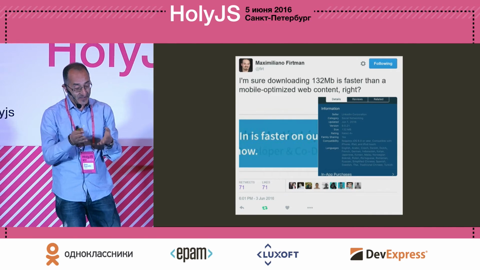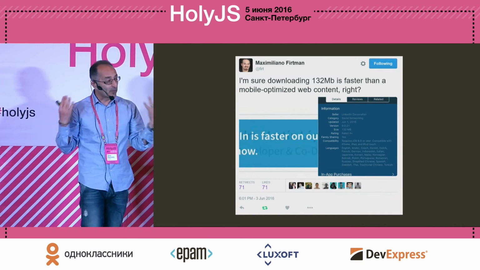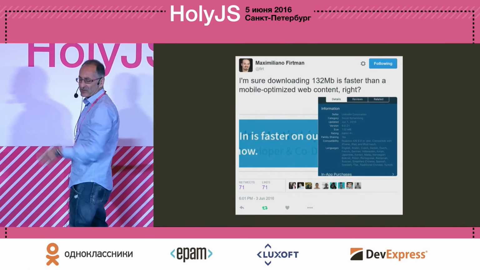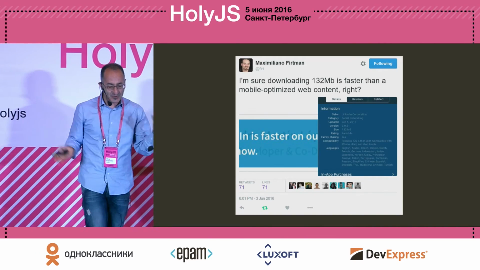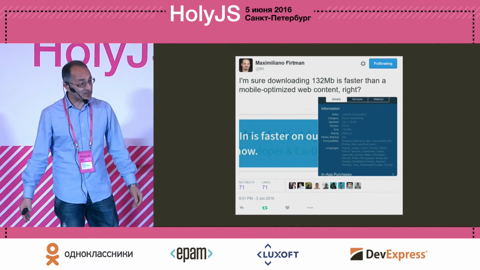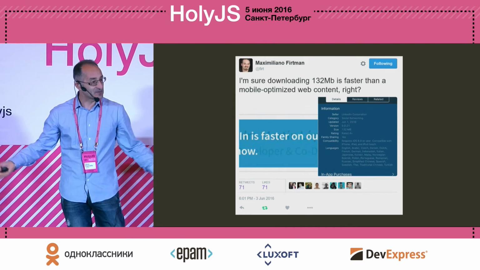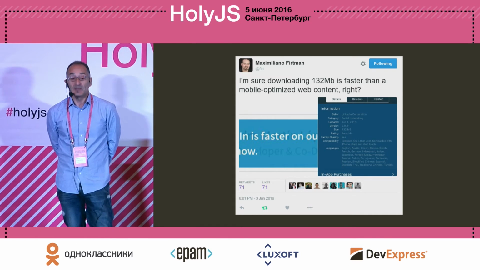And this is what my friend Maximiliano Firtman, a popular person in the mobile space, just tweeted yesterday. I think he was referring to a new version of LinkedIn, I don't know if it's the website, application, or whatever. And he says, I'm sure that downloading 122 megs is faster. Yes, it was ironic. There was a bit of irony there. It's faster than mobile optimized web content. But that's true.